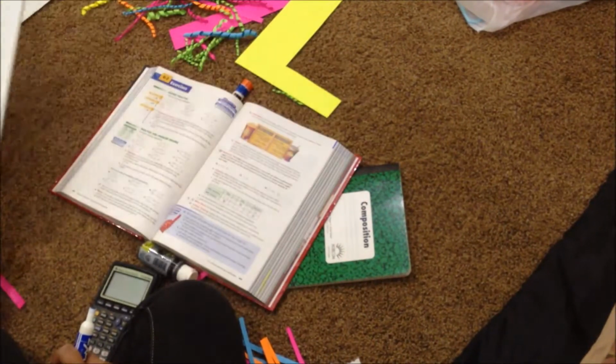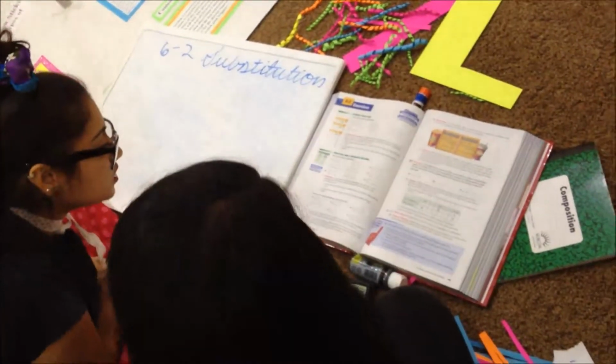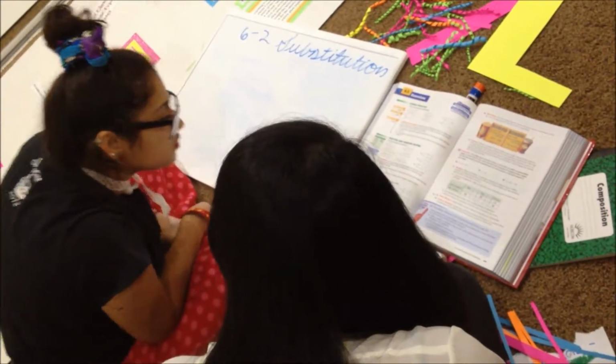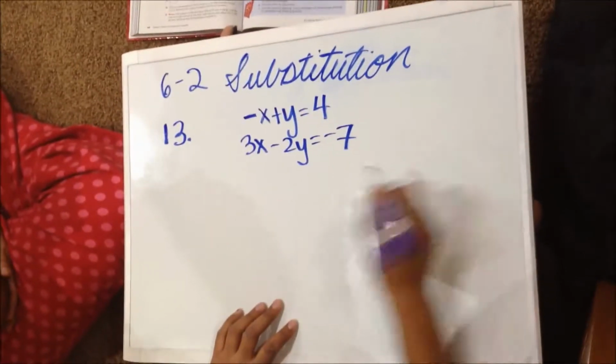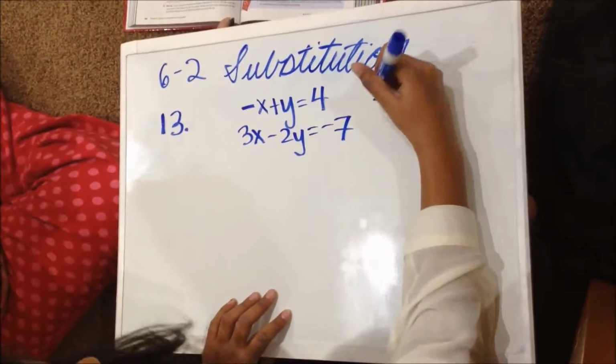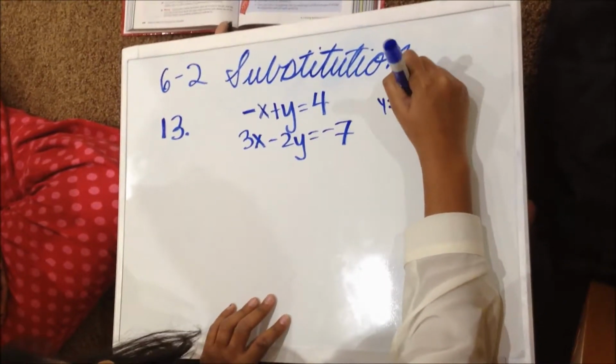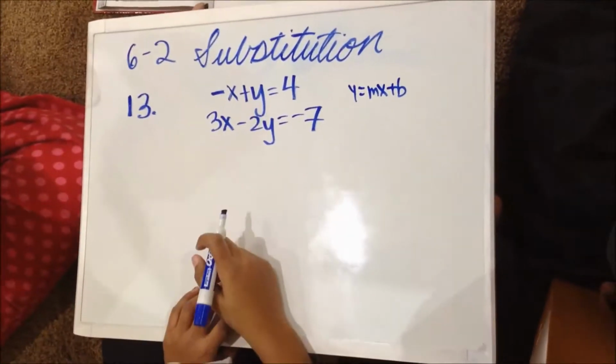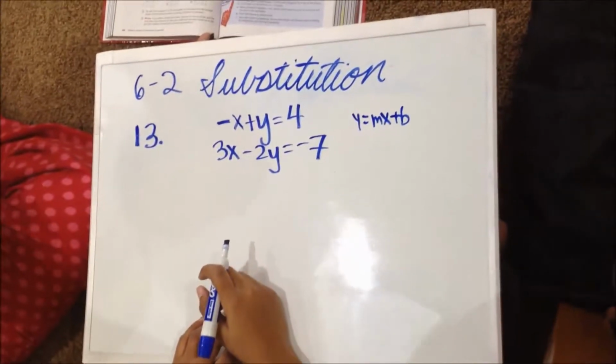Okay, let's see. What problem? Do you want to choose one? Because I don't know. Let's do 13. So I'm going to solve it, and then I'm going to use the formula y equals mx plus b. What's that? Is that the one that's called point slope? It's called slope-intercept form. Oh, okay.